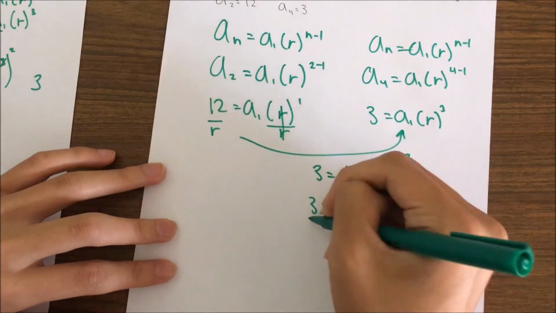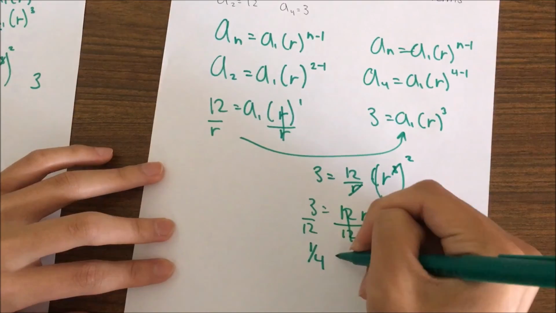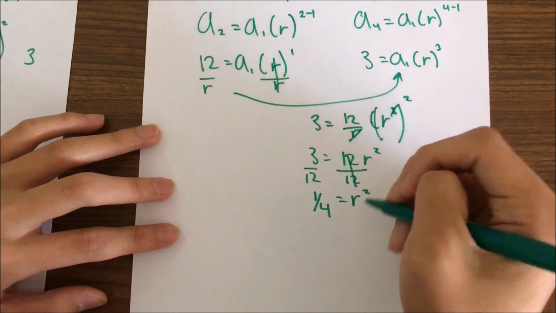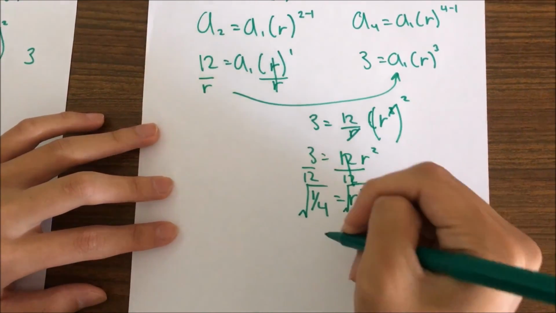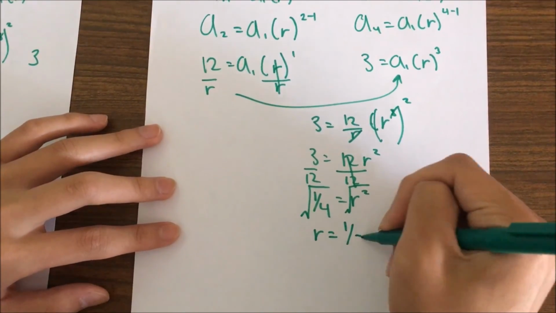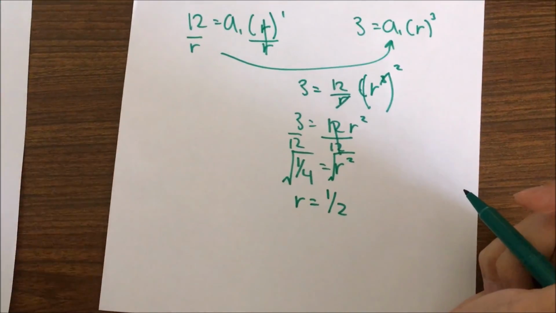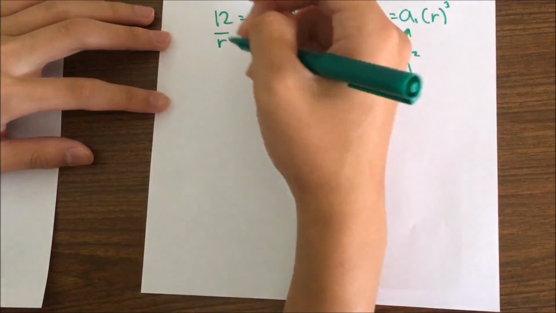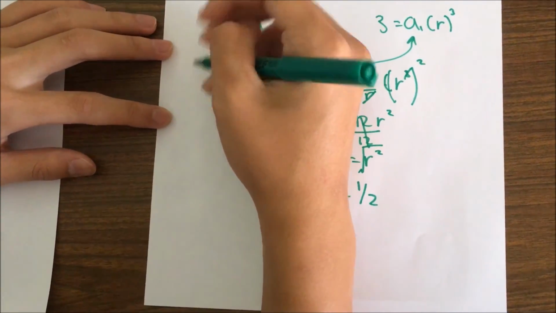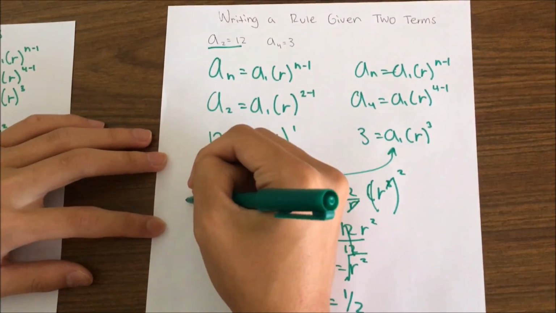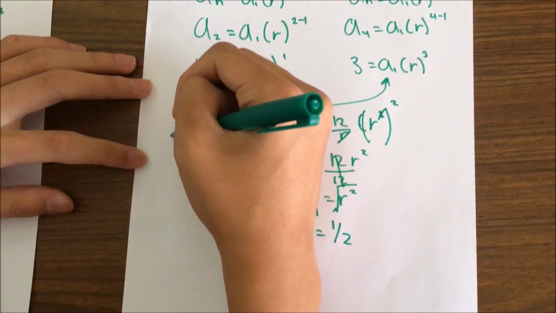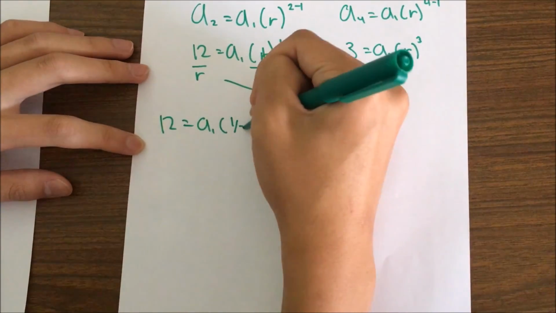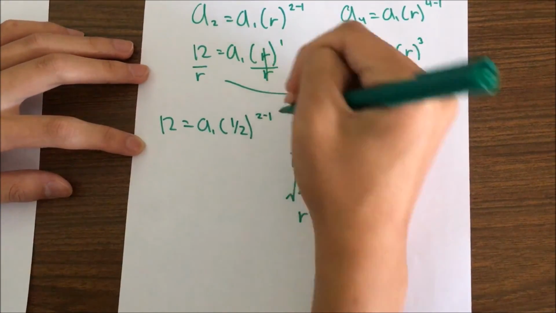Divide by 12 on both sides, then you get 1/4 equals R to the second power. Take the square root of both sides, then you get R equals 1/2. We found R, and now we have to find A1. Use the same formula, but use this one. So A2 is 12 equals A1, which we don't know, but R is 1/2, and 2 minus 1.